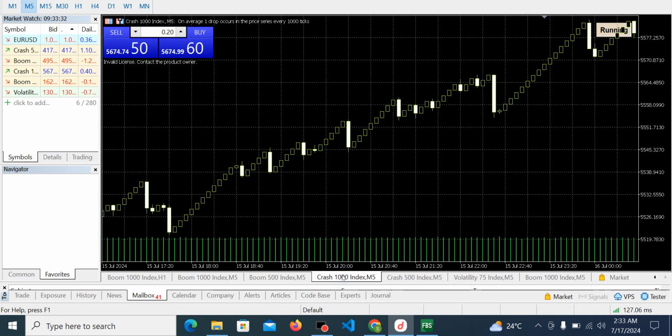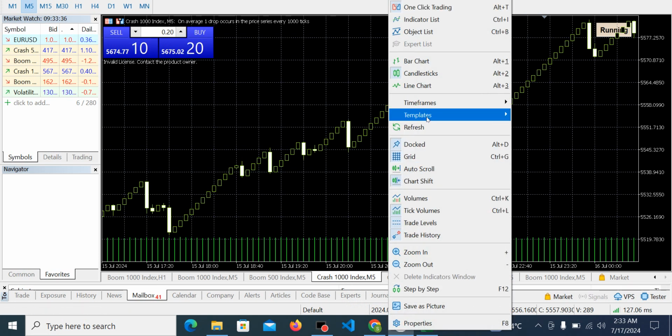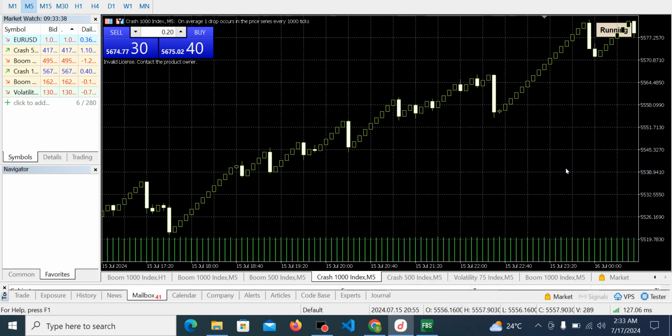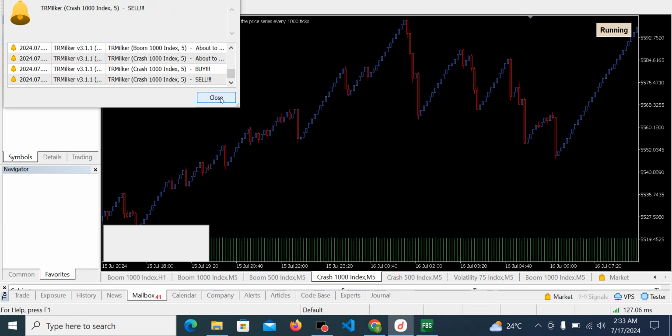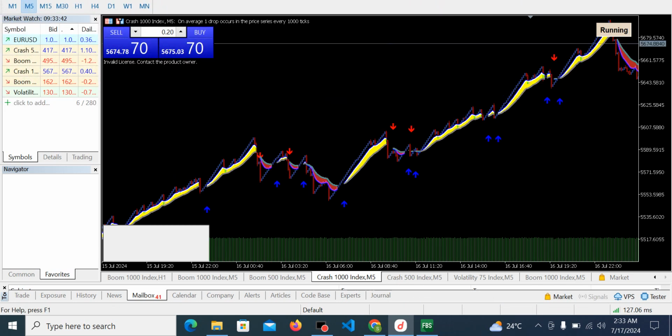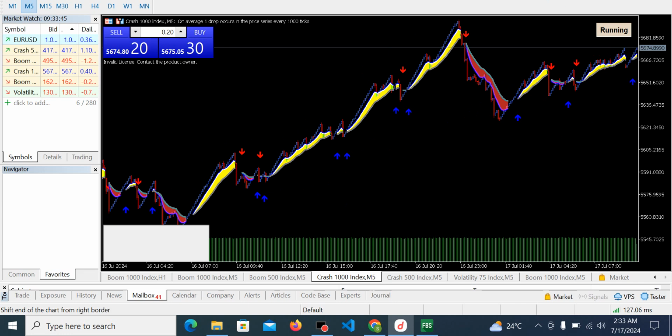Okay, now let's check out our Crash 1000. Okay, I'm going to set up the indicator on it so that we will be able to analyze better.